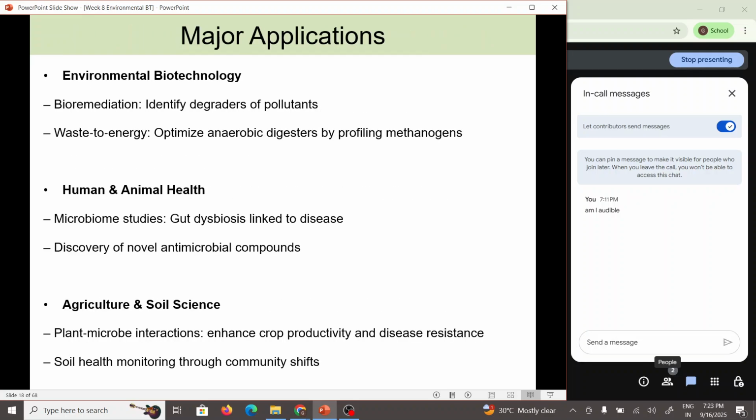So the major application of metagenomics can be in environmental biotechnology, human and animal health, agriculture, and soil science. In a manner, all these samples are said to be environmental samples only. In case of environmental biotechnology, we can study bioremediation. We can identify which organism degrades which particular pollutant, and then we can develop some treatment processes based on the microbial activity. Another example is conversion of waste to energy.